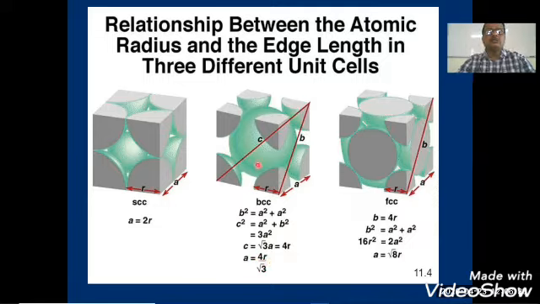So using geometry, we can easily find out a relationship between edge length and radius of a unit of a cubic unit cell. For simple cubic unit cell, A is equal to 2R. For BCC unit cell, A is equal to 4 by root 3 R. And for FCC unit cell, A is equal to root 8 R.